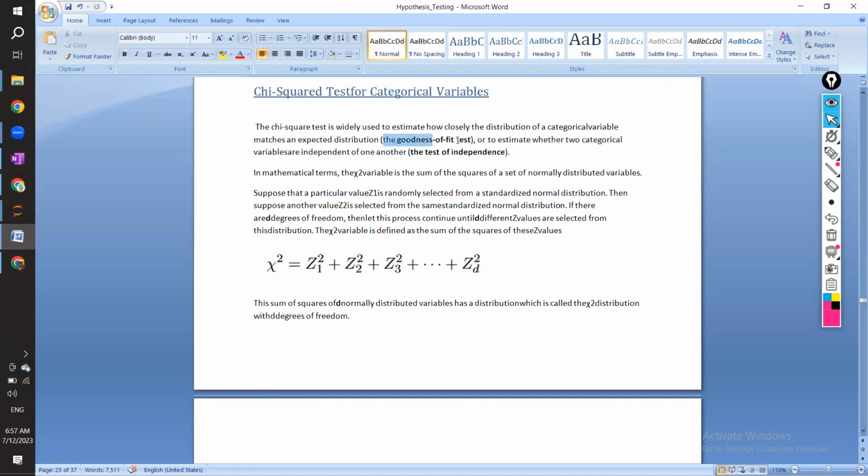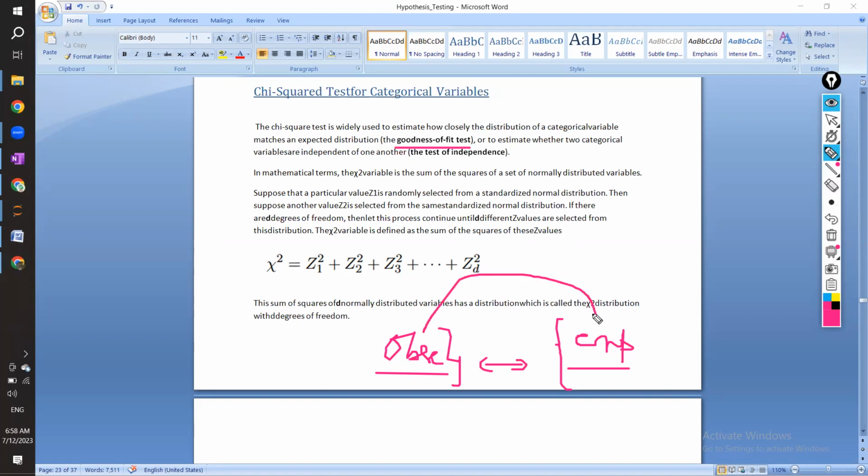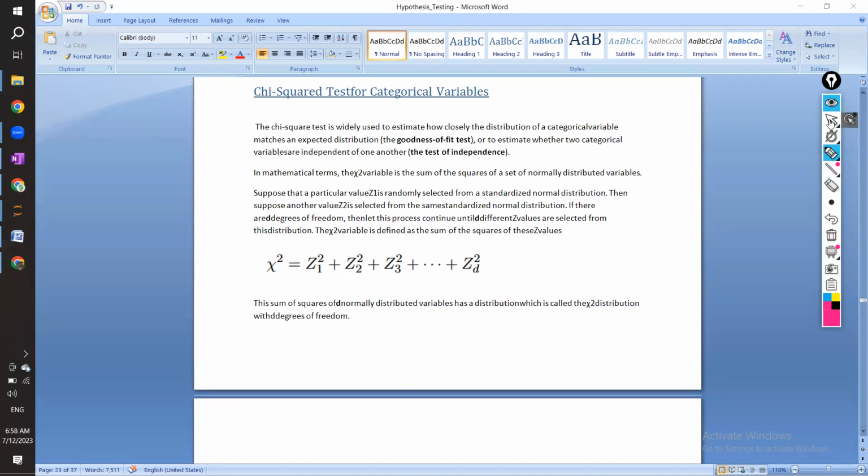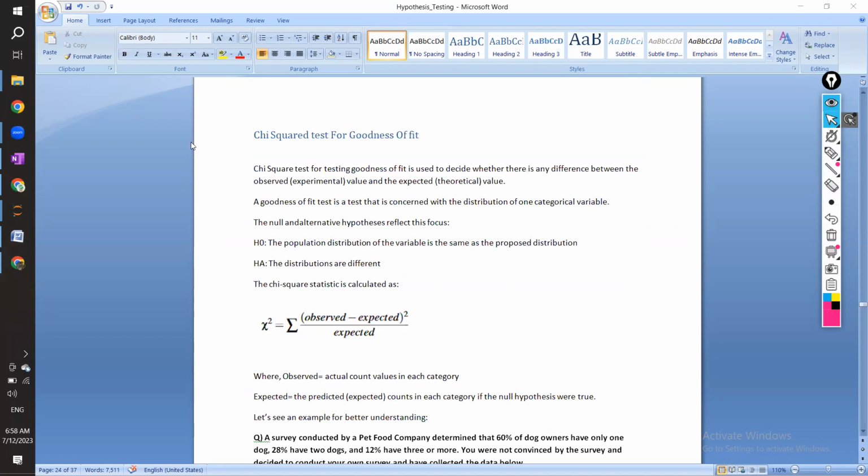So in the goodness of fit test, what we basically do is we try to estimate how closely the distribution of the categorical variable matches an expected one. That means you will have two things. You are observing some value, but the actual value, that is the expected value, is something else. So how close are the observed value and the expected value? This test can be done using chi-square, and that is called goodness of fit. How much your observed value is fitting the expected value. And for that the formula is this.